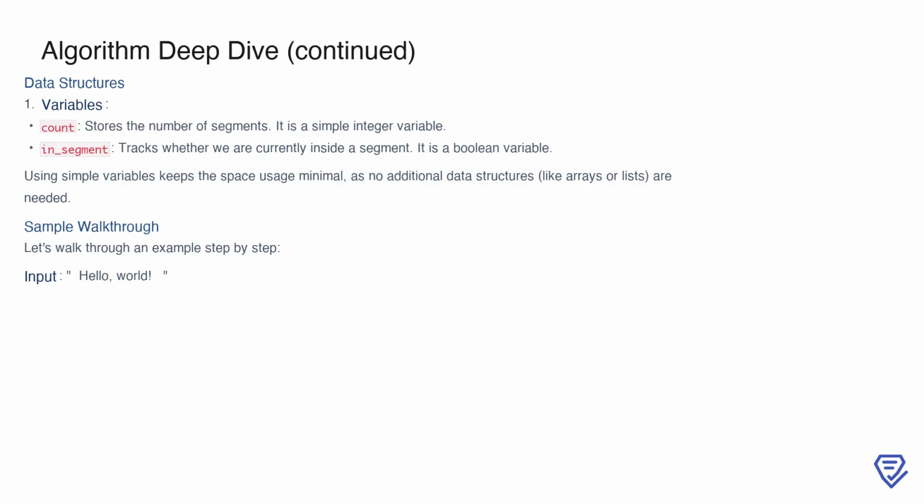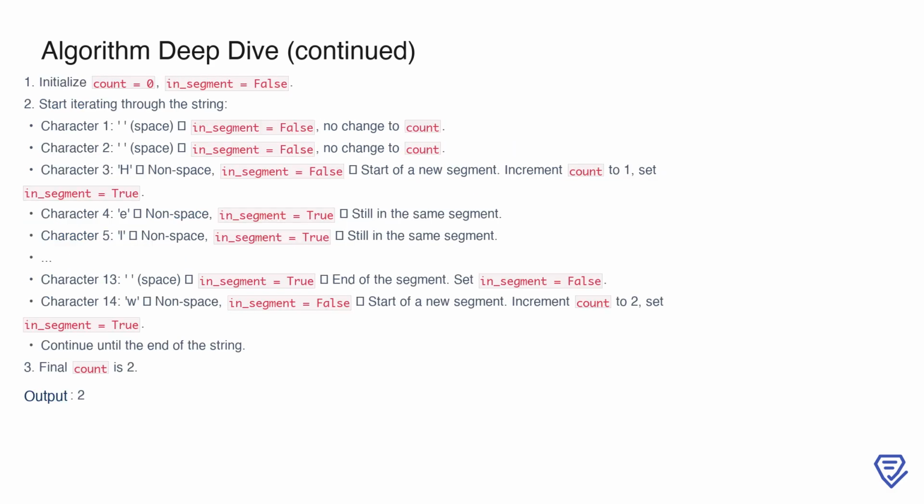To better understand how the algorithm works, let's walk through an example. Consider the input string hello, world. By processing this string step by step, we'll see how the algorithm detects and counts segments. We begin by initializing count to 0 and in_segment to false. Next, we start iterating through the string.